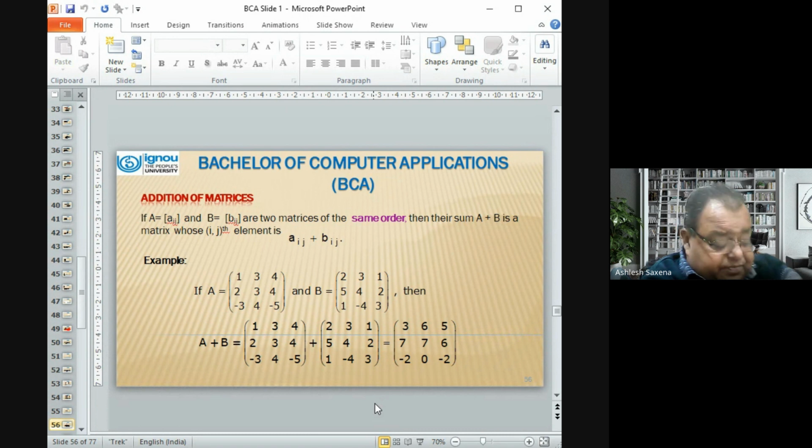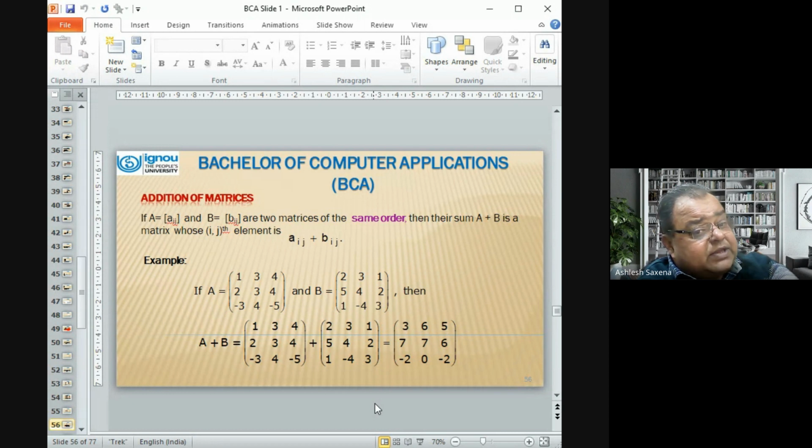First condition for addition is that they should be of the same order. That means here order is 3 by 3. These can be added up. Now how the addition is done. Respective elements of both the matrices will be added up. That means 1 plus 2, 3 plus 3, 4 plus 1. I'm writing the elements by adding the row elements. 1 plus 2, 3 plus 3, 4 plus 1.